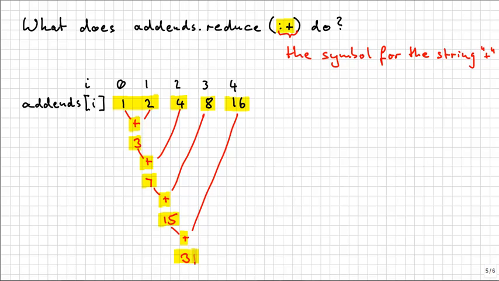It iterates over the elements of the array, starting with the first two, applies the supplied operator to those elements, and then takes the result, picks the next element in the array, and applies the operator to the result and the next element, and so on and so forth until the entire array is consumed.